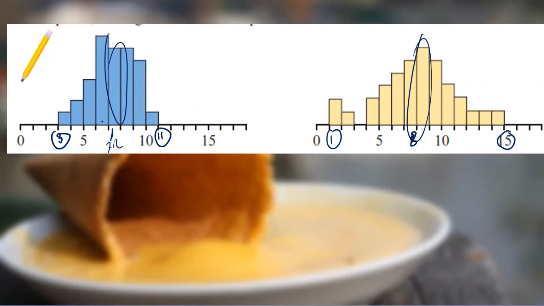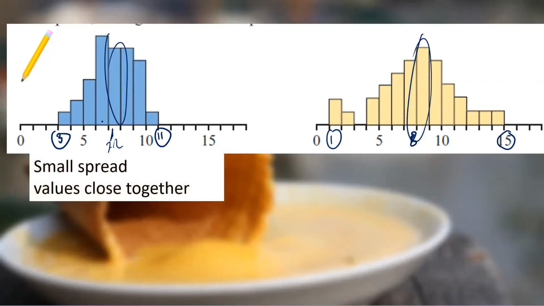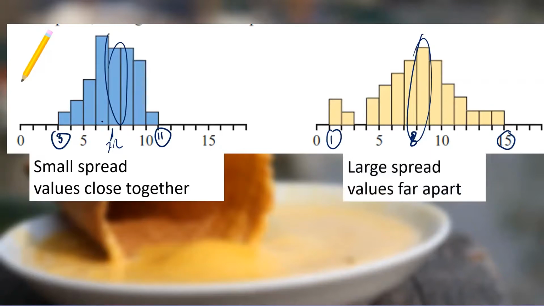And that's why I've got this picture of a melted ice cream, because when you melt an ice cream, it spreads out. We actually refer to this left one as a small spread. The values are very close together, whereas the one on the right is a large spread. The values are very far apart.